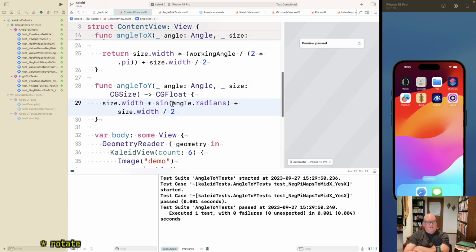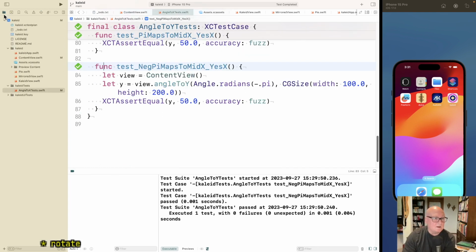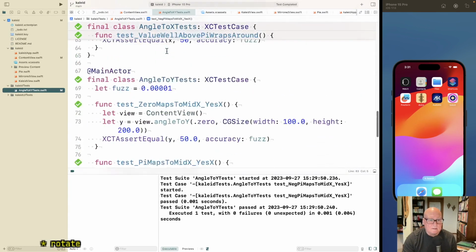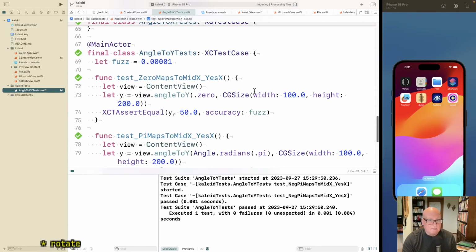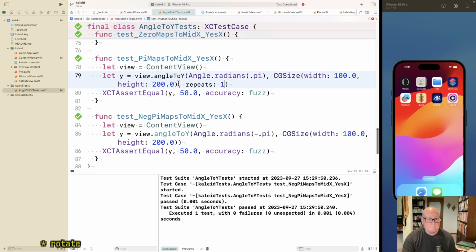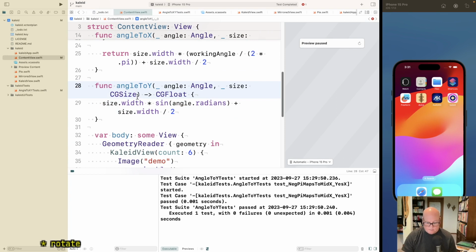Maybe it's like repeats. Okay, so I'm gonna modify this. Let me rename this file. XY test. Okay. Good. I'm gonna add that thing in. Repeats 1. Okay. And here repeats is an int.